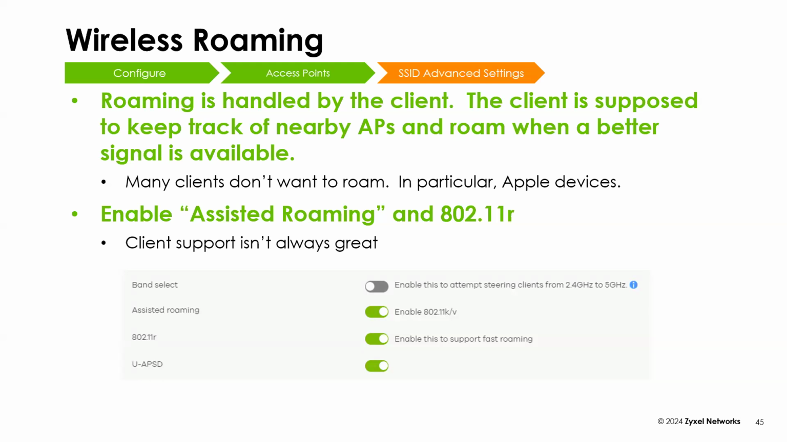There have been some features that are supposed to assist with it and make roaming quicker and better. Those are 802.11K and V. You do want to enable those under assisted roaming if you're doing a large network. It doesn't always help, but in theory, this offloads some of that roaming behavior to the access point, so the access point can tell the client device it needs to maybe roam. Again, it just depends on the individual client device and the software they're running, whether they pay attention to that information or not. There's also 802.11R, which helps with fast roaming, reducing the amount of time it takes when the device does decide to switch access points.